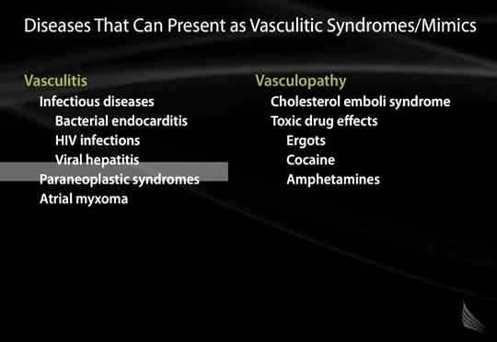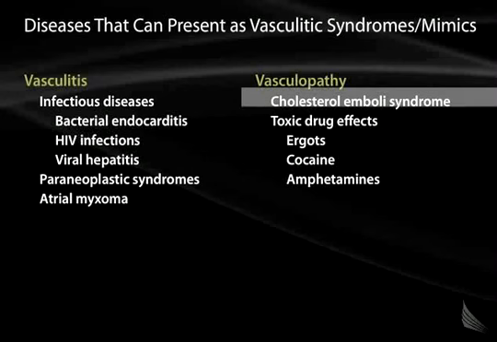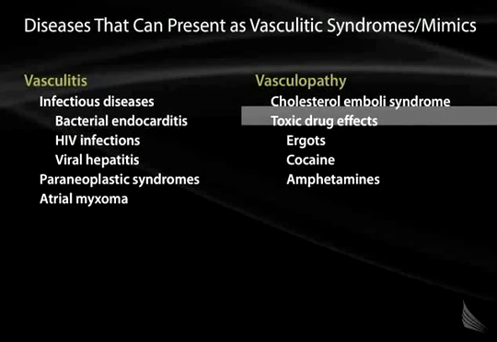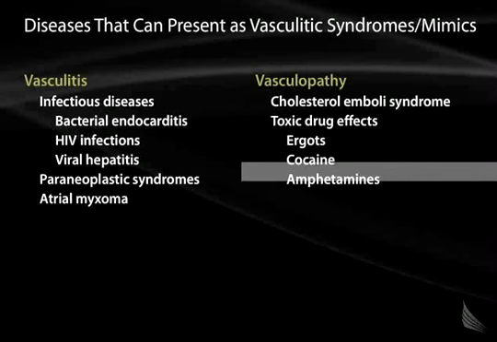Paraneoplastic syndromes, again with long-standing chronic malaise and different types of skin rashes, can mimic a vasculitis. Atrial myxoma can have peripheral embolization of a space-occupying lesion within the atrium, and that can look much like a systemic vasculitis. Cholesterol emboli syndrome can cause a peripheral eosinophilia and vasculopathy as well. Various types of drugs that can mimic vasculitis syndromes are drugs that will cause vasospasm, including ergot alkaloids, cocaine, and amphetamines, even methamphetamine.